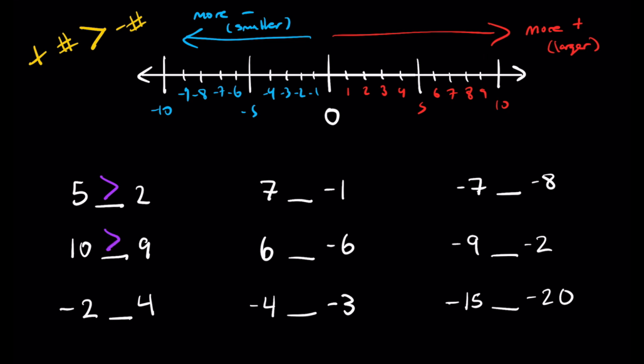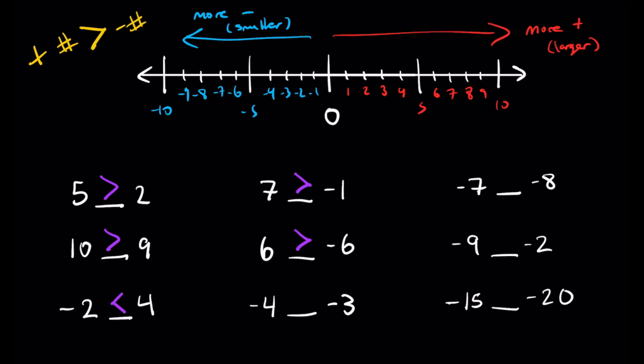We just said that positive numbers are always greater than negative numbers, so I know that negative 2 is less than 4, or 4 is greater than negative 2. 7 is a positive number. Negative 1 is a negative number, so the positive number wins here. It's greater than. And same thing for the one below. Positive 6 is greater than negative 6.